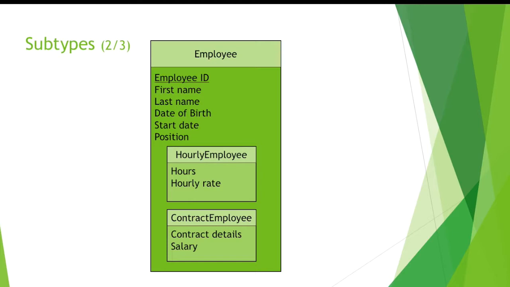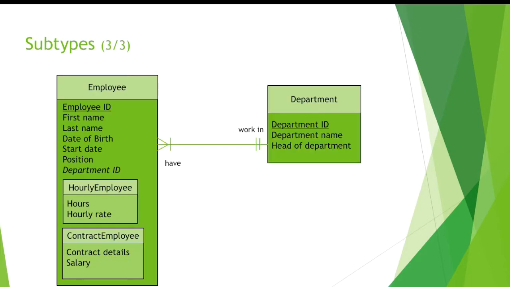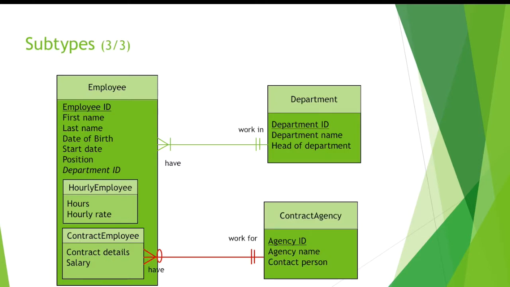Subtypes also inherit relationships from its supertype. So let's say employee has a relationship with department. Then this relationship applies to both hourly employee and contract employee as well. There can also be situations where only one particular subtype of an entity participates in a relationship with another entity. So in this example, contract employee must work for one contract agency, and this relationship only applies to contract employee, and that's why it's directly connected to this subtype.